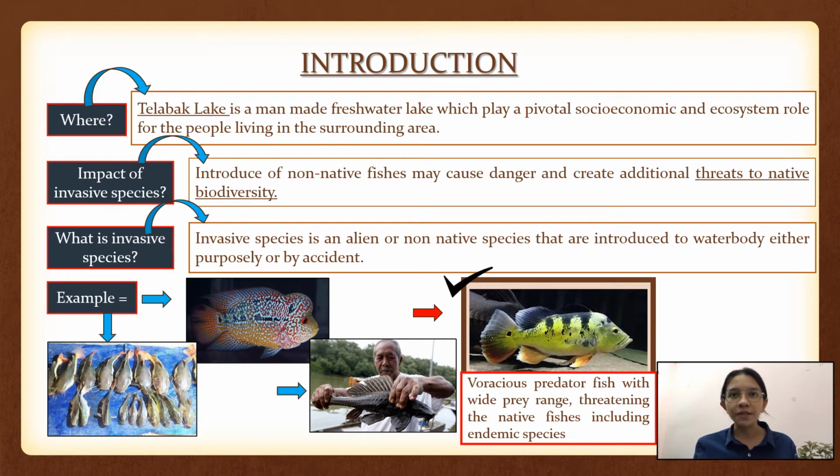Introductions of invasive species or alien species into water bodies can happen either by accident or purposely. Examples of alien species in Malaysia include red-tailed catfish, flowerhorn, suckermouth catfish, and our main topic, peacock bass. Peacock bass is a voracious predator fish with a wide prey range, threatening the native fishes including endemic species, and it was purposely introduced to Talabat Lake by anglers.